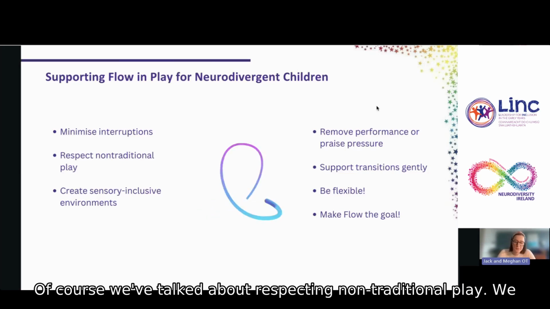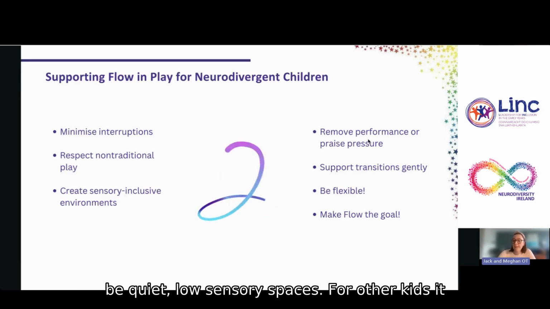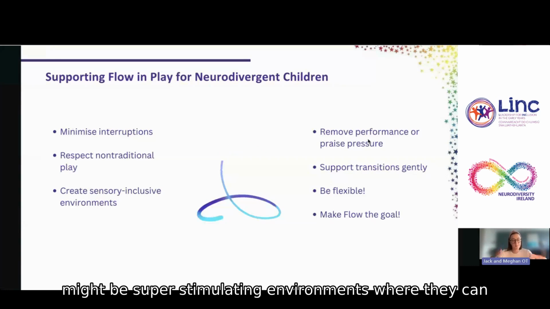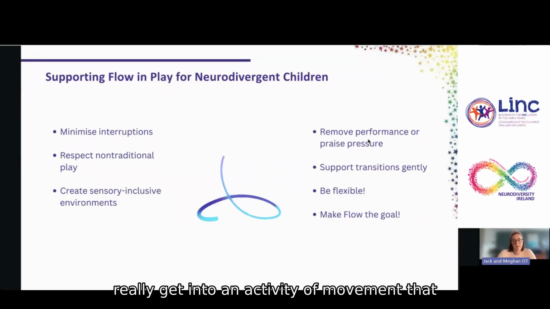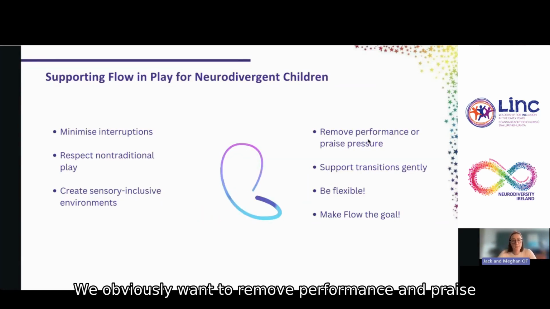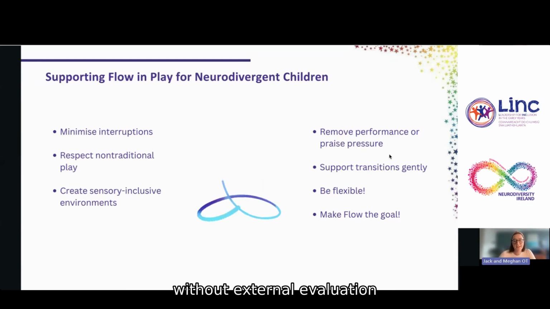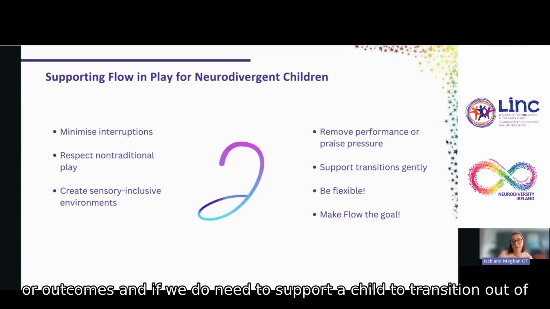We've talked about respecting non-traditional play. We want to offer enabling environments. For some kids that might be quiet, low sensory spaces. For other kids, it might be super stimulating environments where they can really get into an activity of movement that they really enjoy, or whatever that might be. We obviously want to remove performance and praise pressures. They're not really conducive to flow. Flow flourishes without external evaluation or outcomes.